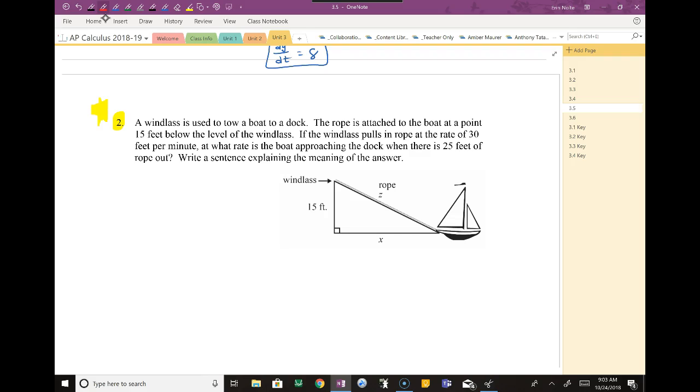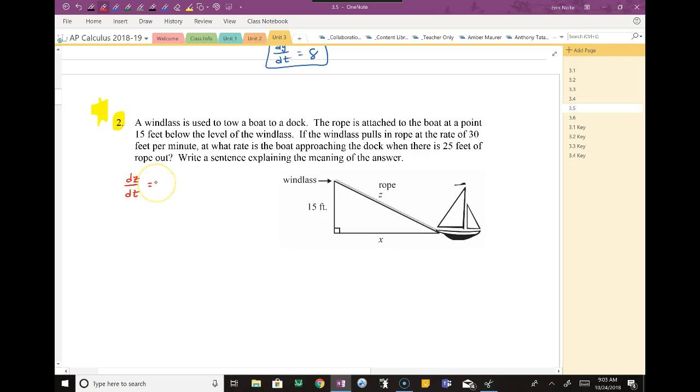The dr/dt. Do you see my triangle? My one leg is 15. My x is the distance between the dock and the boat. My x is the length of the, or not my x, I said z. The z is the length of the rope. So if my rope is being pulled in at a rate of 30 feet per minute, which variable is being affected? The z. So this is a rate, so it's a dz/dt. So I'm going to say dz/dt.